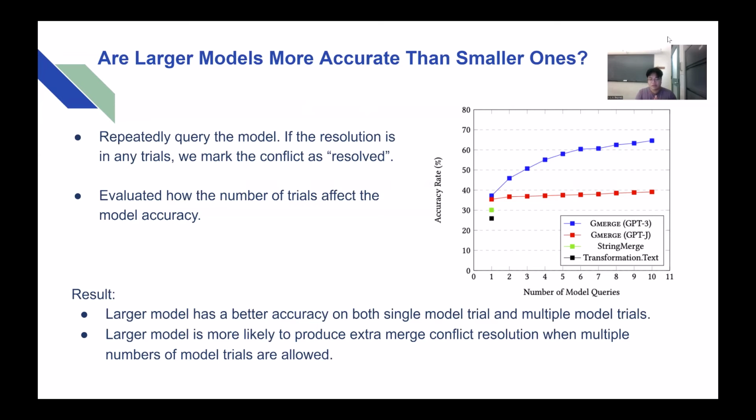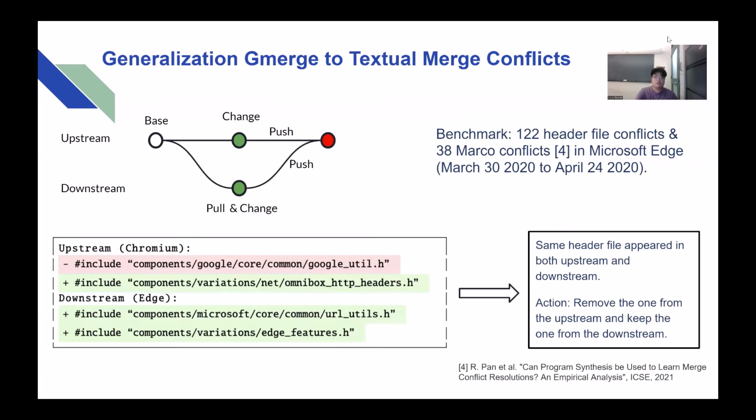For example, from this picture, we can see that the large language model has better accuracy in both single-trial and multiple-trial settings. And if the model size is larger, it's more likely to produce the correct merge resolution, for example given 10 trials, than the smaller language model.